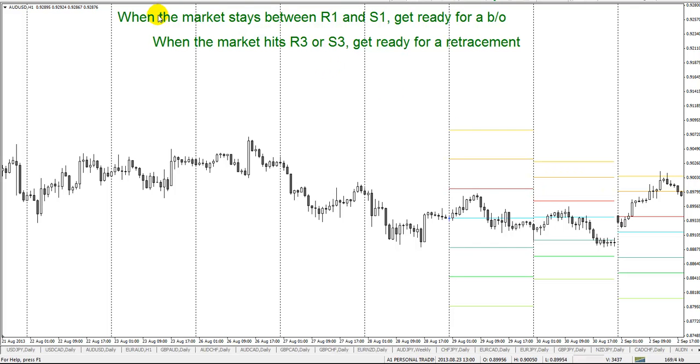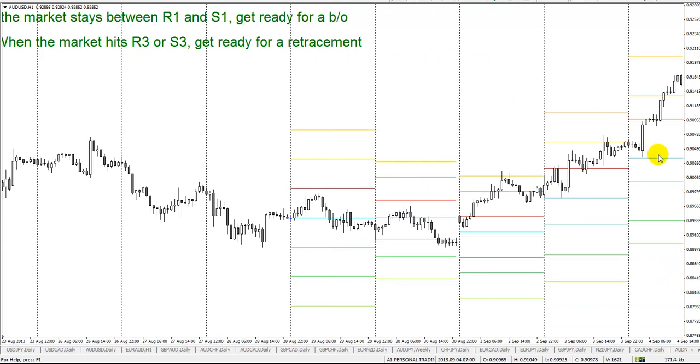So here's the two principles with pivots. When the market stays between R1 and S1 all day long, get ready for a breakout. And when the market hits R3 or S3, get ready for the market to retrace, possibly all the way back to your daily pivot, which of course on these charts is that blue line here.